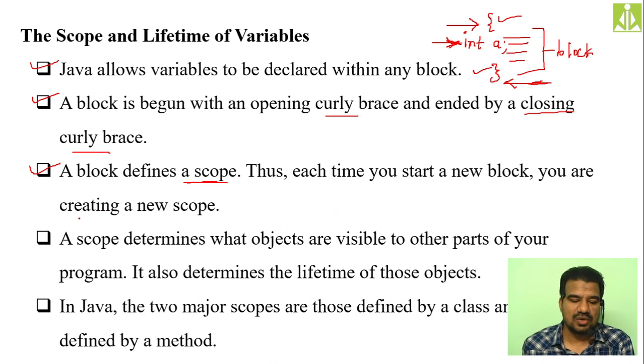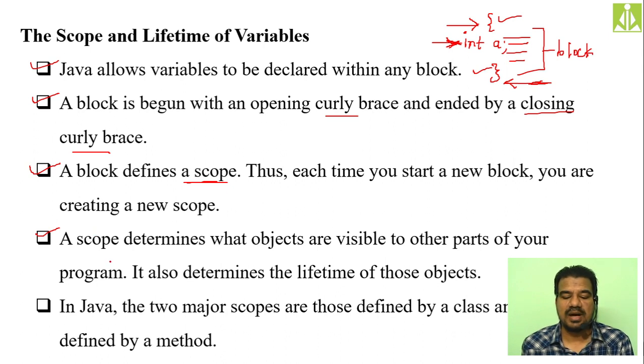A scope determines what objects are visible to other parts of your program. So inside a scope, if you're limiting certain objects, certain variables, what will happen? Those variables will become unavailable to other parts of the program.